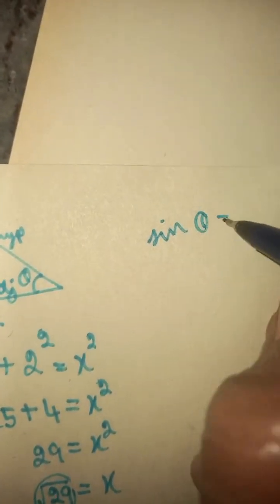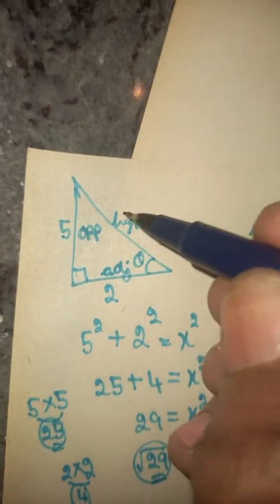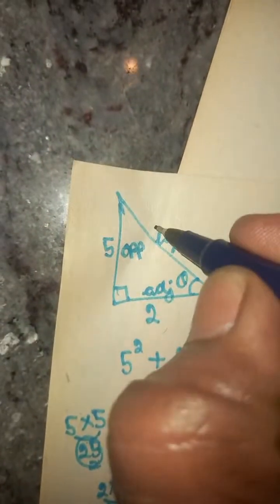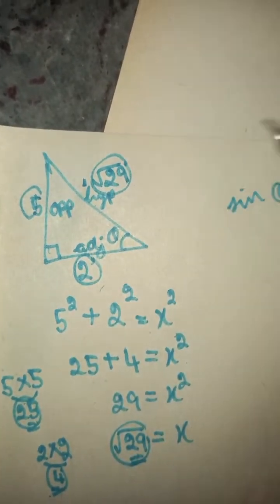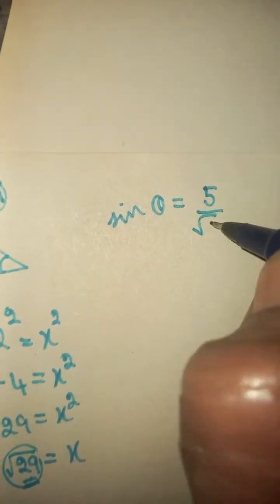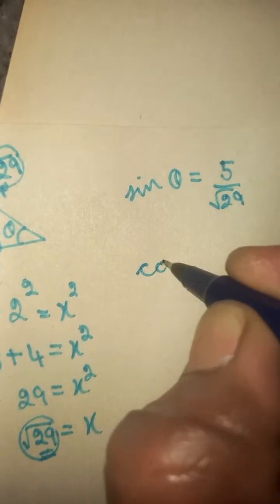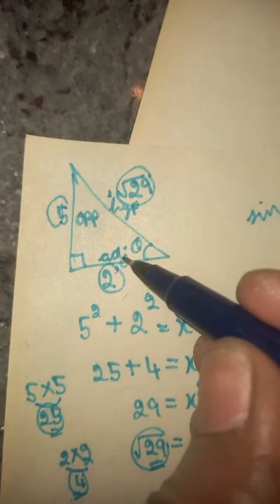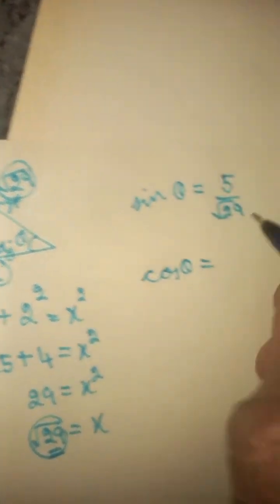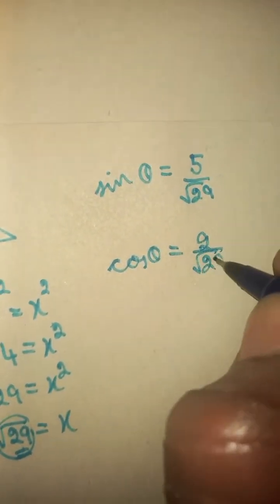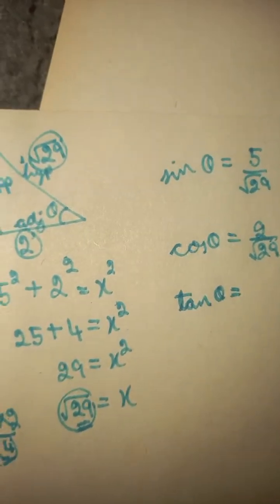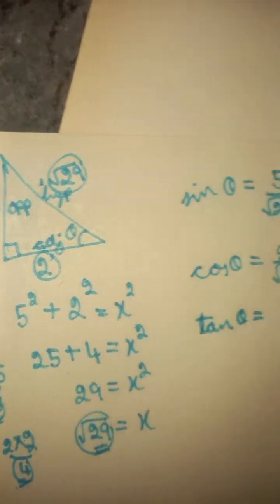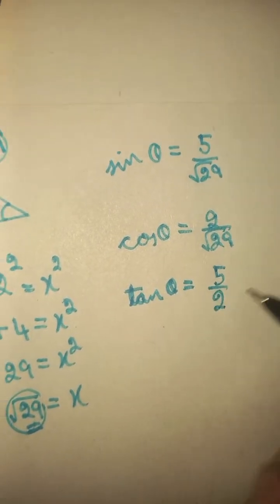Sine of theta is going to be opposite by hypotenuse, this is root 29, this is 2, this is 5. Opposite by hypotenuse means 5 by root 29. Then cos of theta is adjacent by hypotenuse, that is 2 by root 29. Now tan of theta is equal to opposite by adjacent, that becomes 5 by 2.